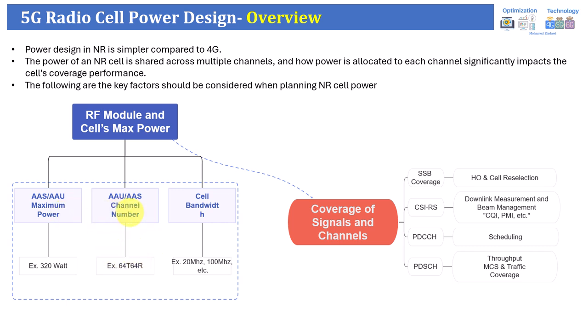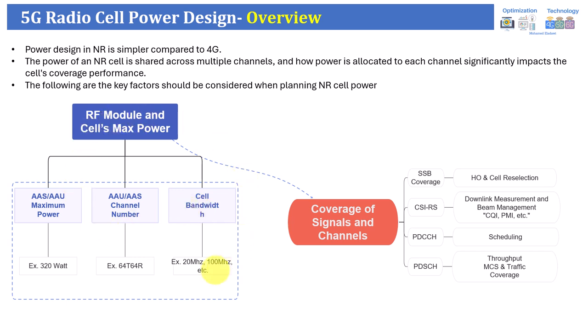And also the number of branches or TX/RX supported as well. You need to understand that part. And lastly the bandwidth, because whatever power is configured per bandwidth, it will vary. For example, moving from 20 megahertz to 40 megahertz, if you would like to maintain the same coverage, you need to double the power. So you need to understand that because at the end, you cannot cross the hardware capability.